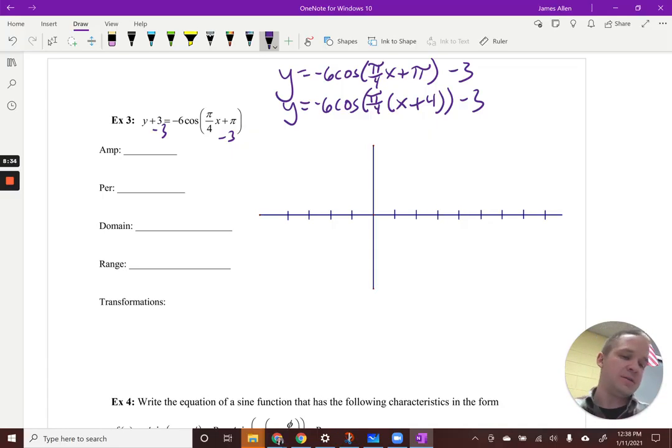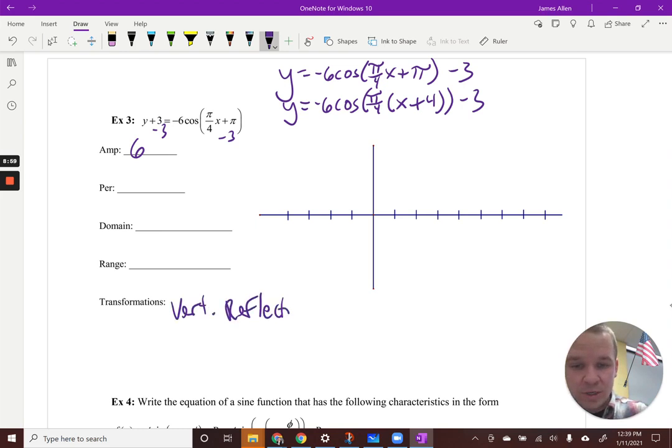Now it's time to analyze, okay? Cool. You can also think of it as dividing by pi over 4, which is like multiplying by 4 over pi. So that would give you the 4 there, which is what I want when I'm dividing out that pi over 4. However you do it, as long as you get to that correct answer, we're good. Amplitude is 6, not -6, right? The negative is its own dealio, a vertical reflection.